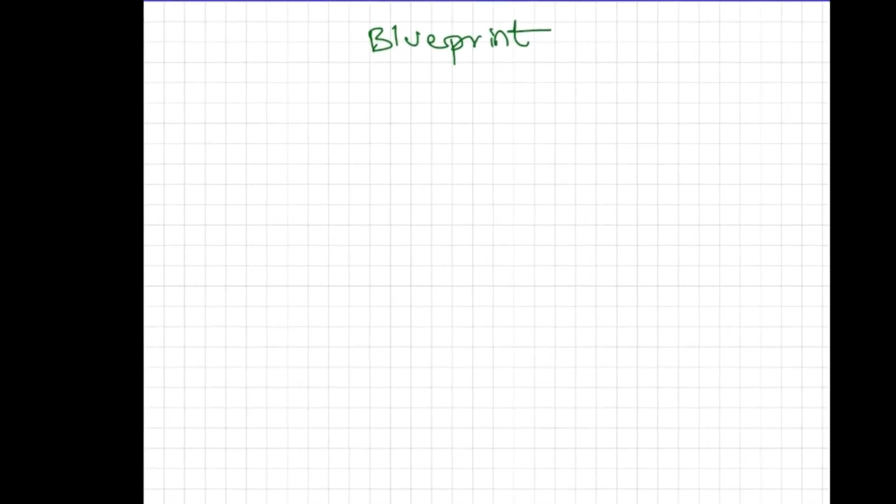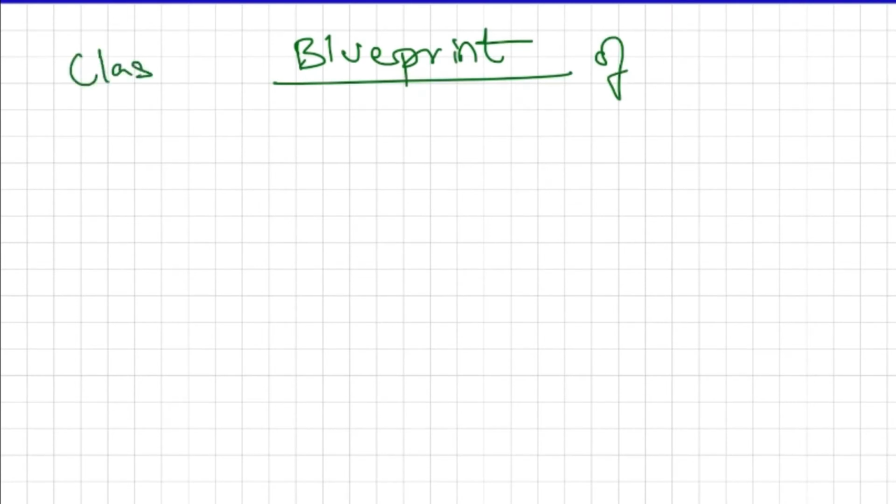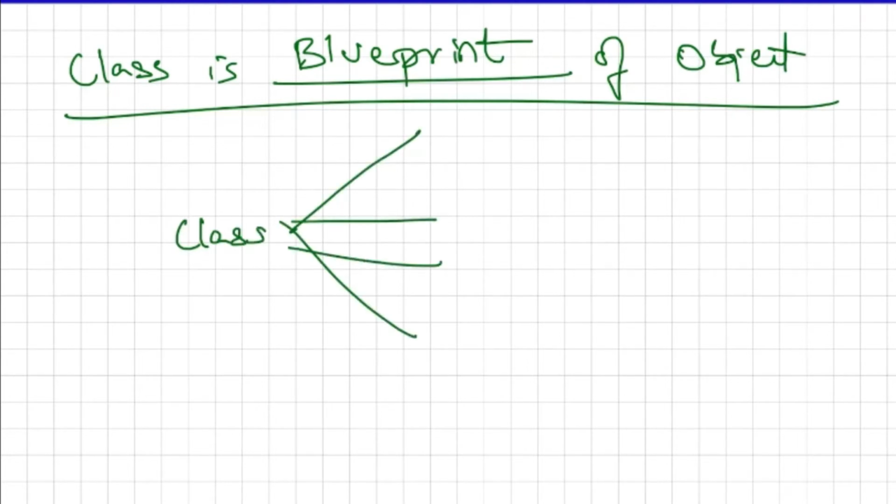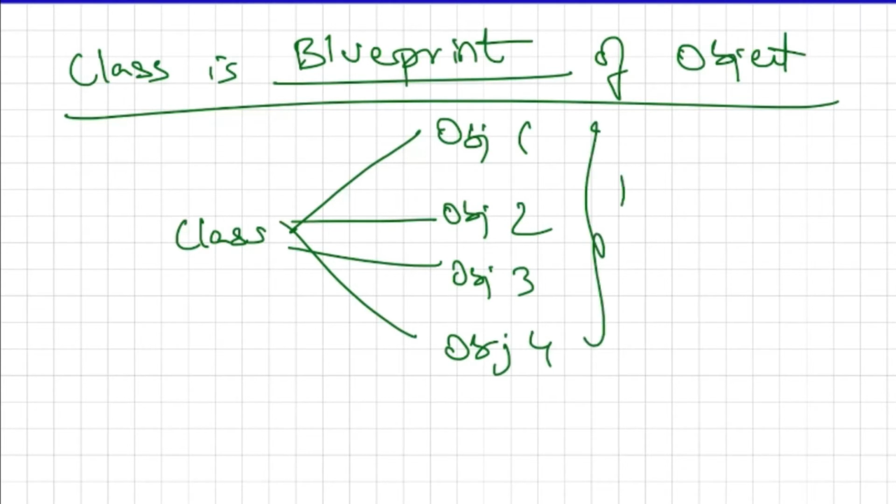So let's take one more example before we get into encapsulation and other concepts. As I already mentioned, the class is a blueprint of an object. So once you write a class, you can keep creating new objects. You can have many objects: object 1, object 2, object 3, object 4. All of these behave like the class.